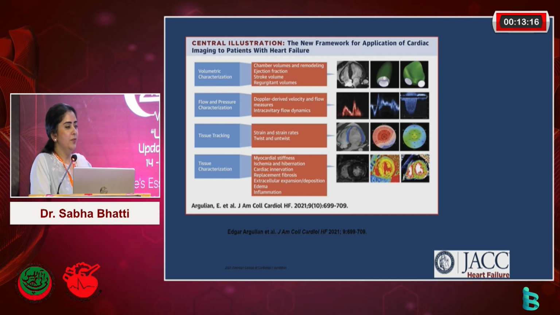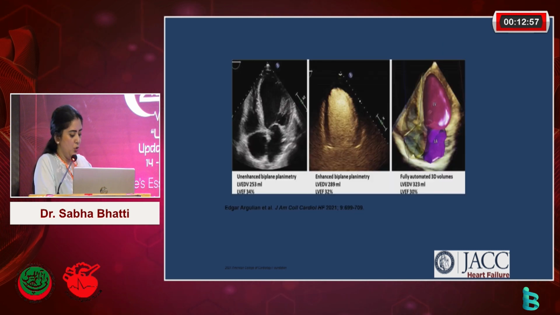And then I think one of the most important is actually tissue characterization. And this is where we can look at things like myocardial stiffness, ischemia and hibernation, and really tell if something is scar or viable tissue. And that, as you've heard in some of the earlier sessions today, MRI is the gold standard for tissue characterization.